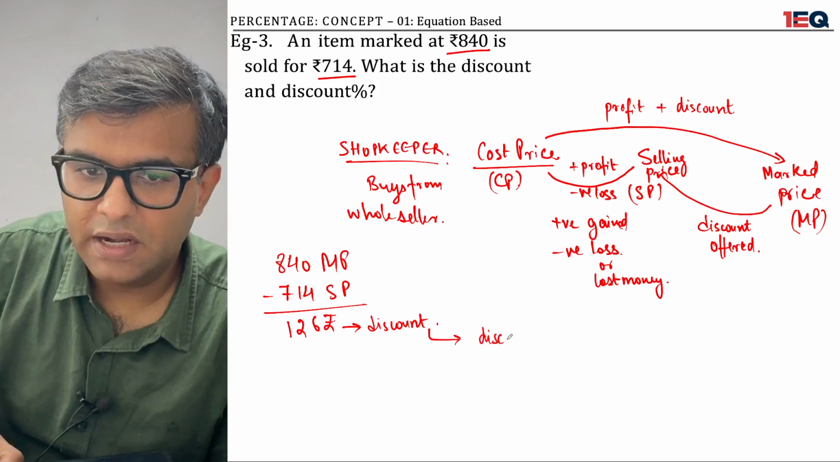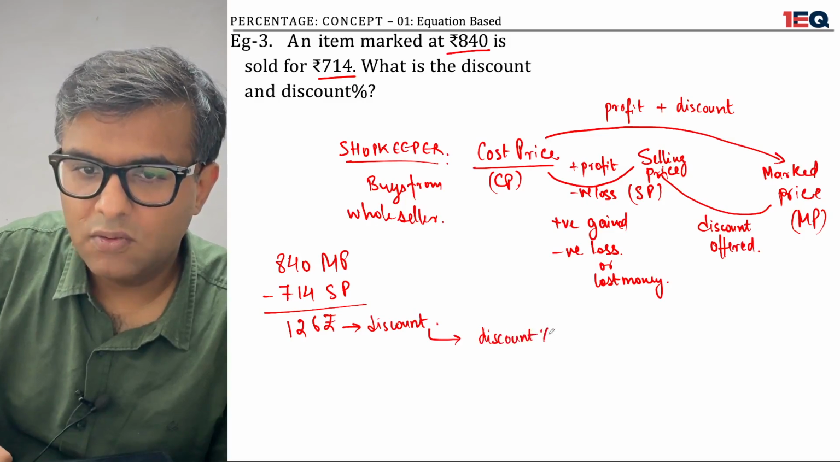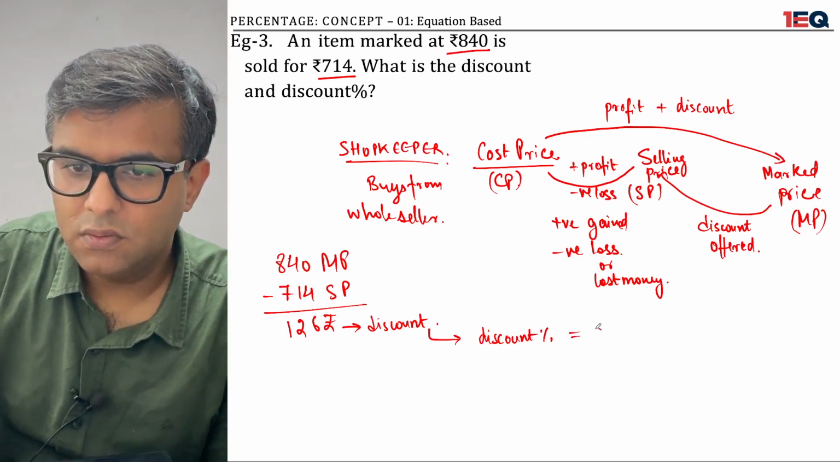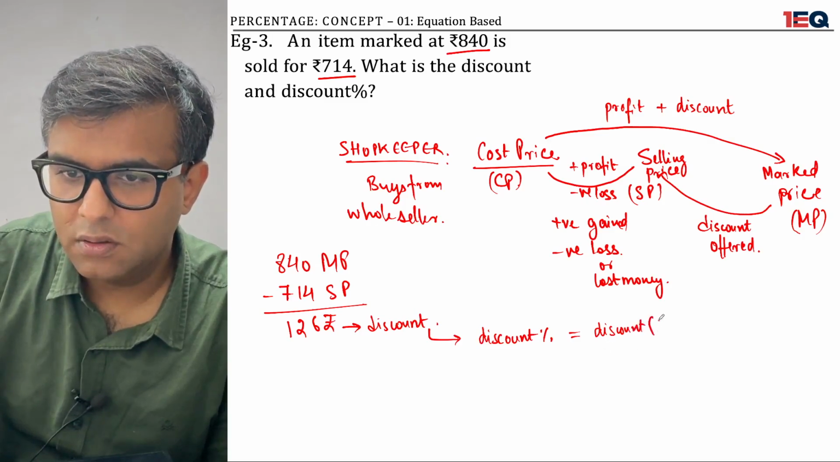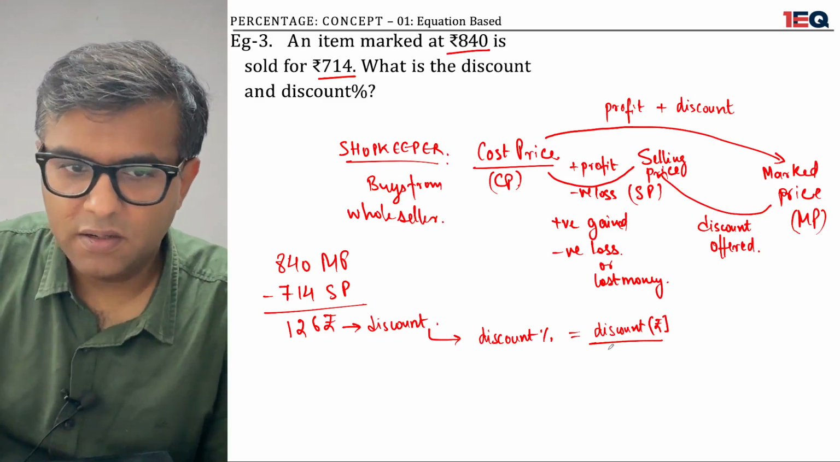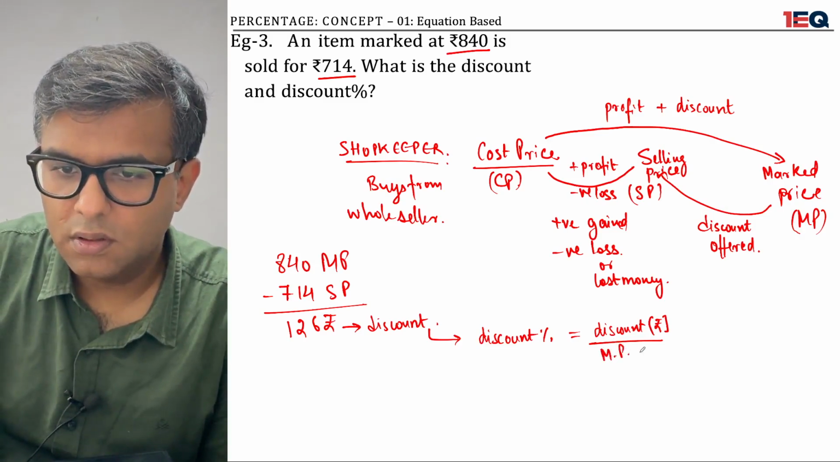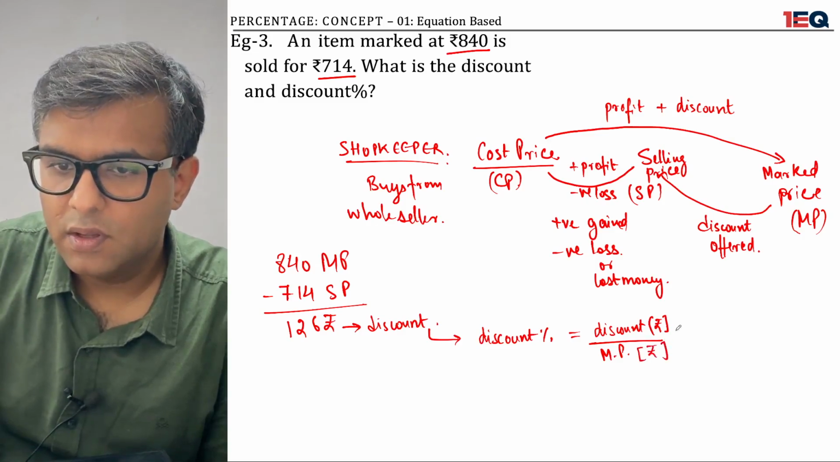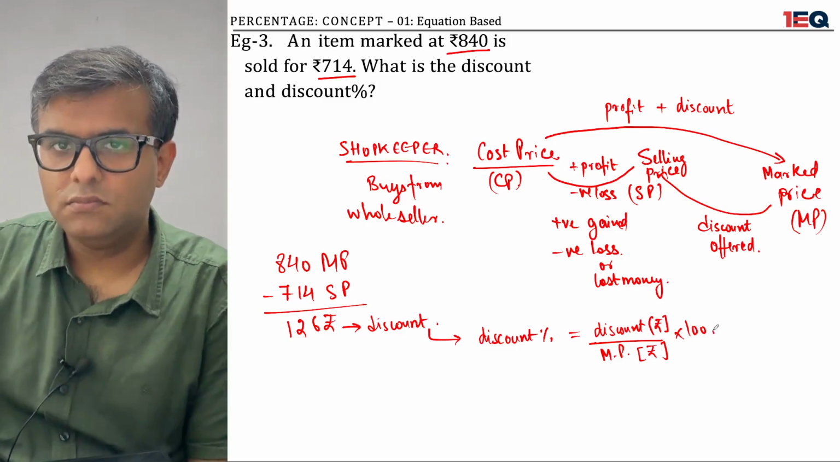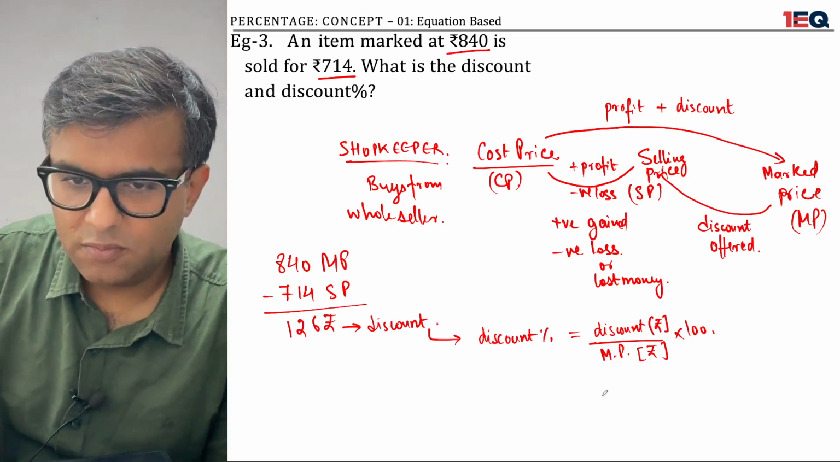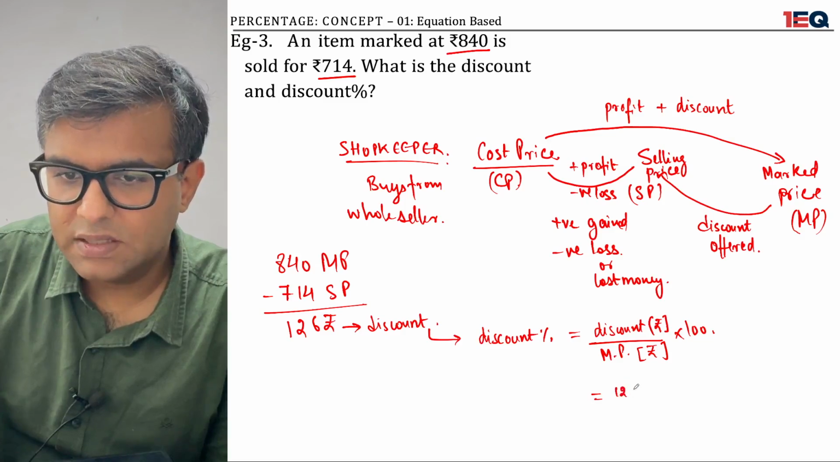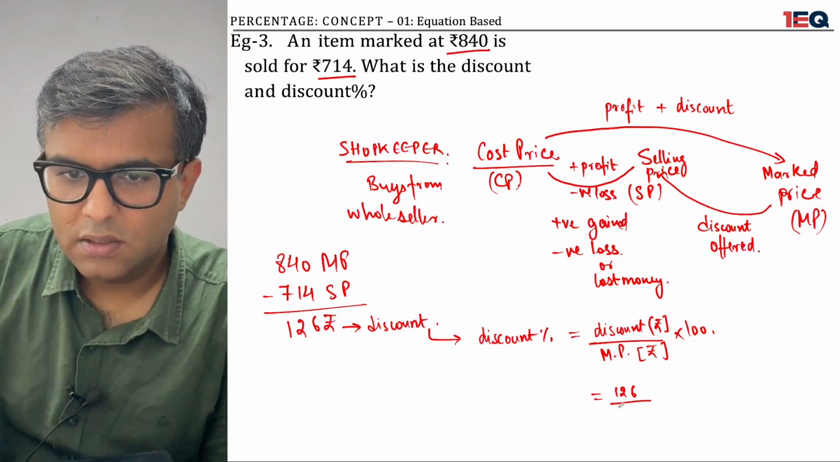I would just write the entire formula here. Discount percentage is equal to discount in rupees. I'm just putting the R symbol here so that you know what I'm talking about. Discount in rupees divided by the mark price, again in rupees, multiplied by 100. So this is a formula. If you really want to keep it with you, please go ahead. So the discount percentage would be 126 divided by the mark price, which is 840.